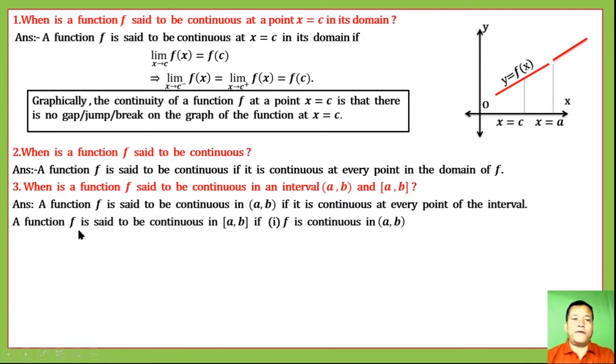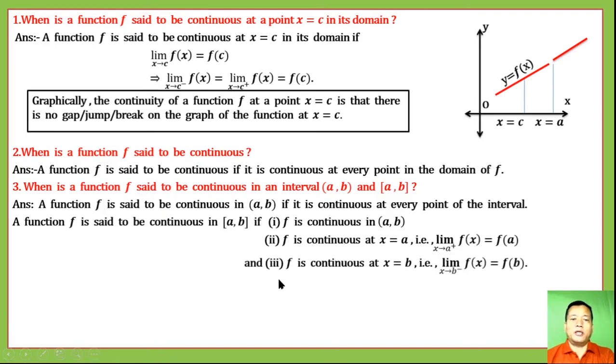A function f is said to be continuous in closed interval [a, b] if, one, f is continuous in open interval (a, b). Number two, f is continuous at x equal to a, that is limit of f of x as x tends to a from right equal to f of a. And Roman number three, f is continuous at x equal to b, that is limit of f of x as x tends to b from left equal to f of b.